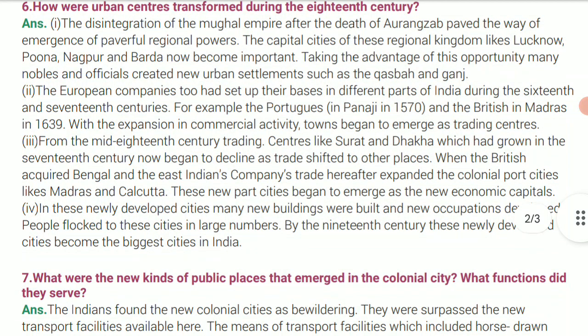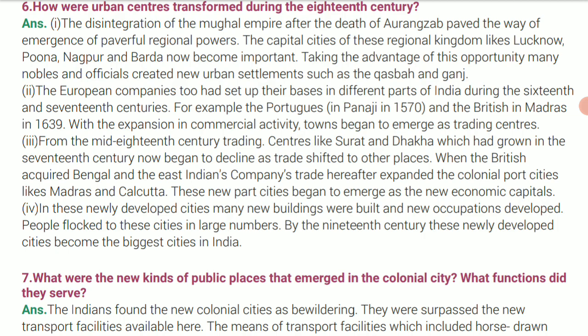The sixth question in front of us is how were urban centers transformed during the 18th century? The disintegration of the Mughal Empire after the death of Aurangzeb paved the way for the emergence of powerful regional powers. The capital cities of these regional kingdoms like Lucknow, Pune, Nagpur and Baroda now became important. Taking advantage of the opportunity, many nobles and officials created new urban settlements such as qasbas and ganj. The European companies too set up their bases in different parts of India. During the 16th and 17th century, for example, the Portuguese in Panaji in 1517 and the British in Madras in 1639.